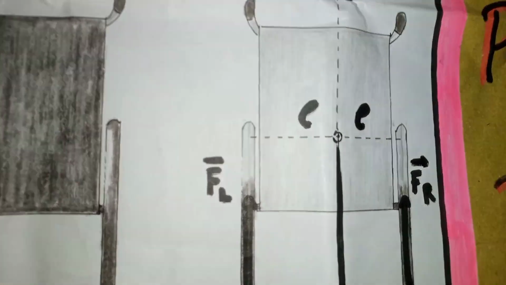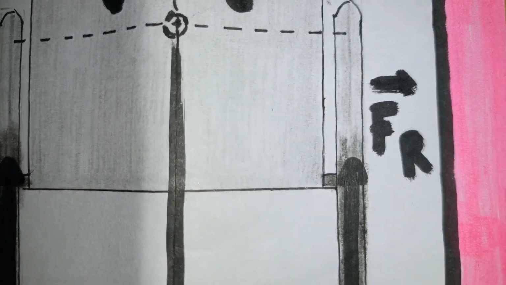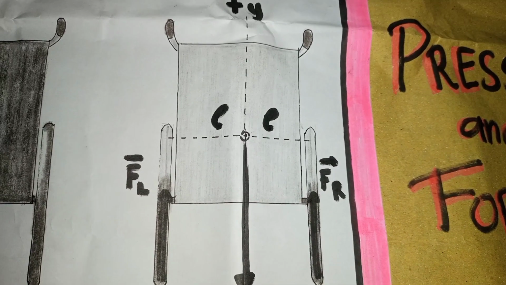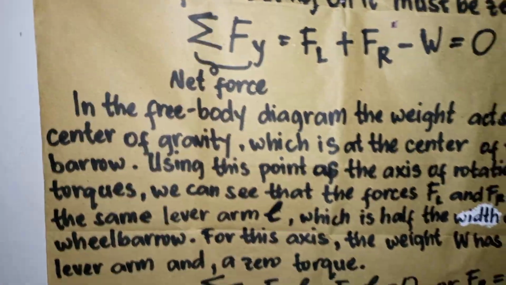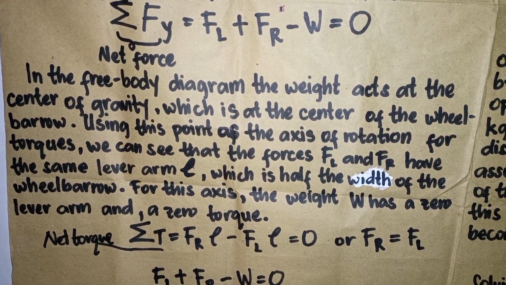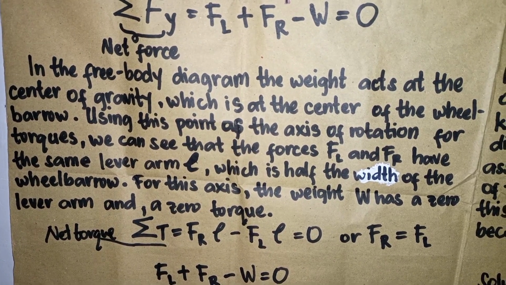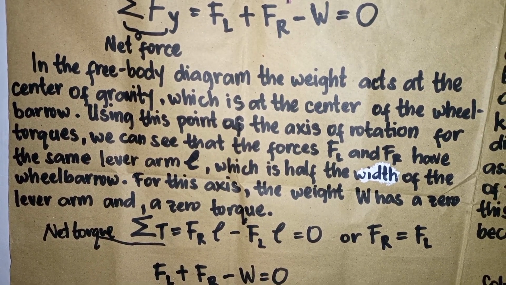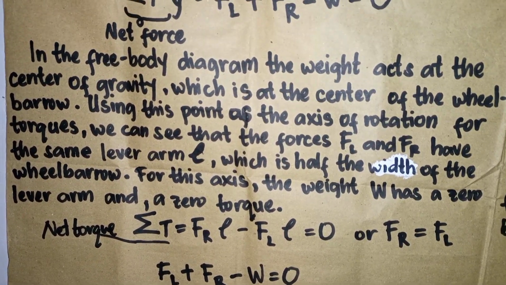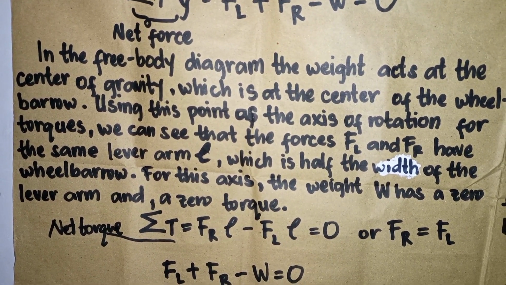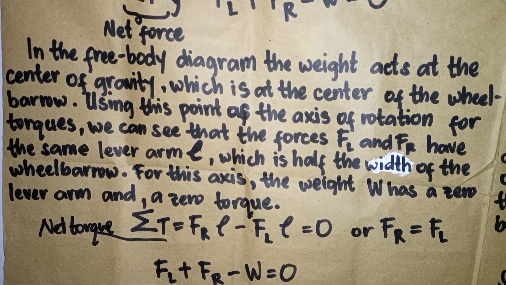So the solution: since the wheelbarrow is at rest, it is in equilibrium and the net force acting on it must be 0, because the wheelbarrow is at rest. In the free body diagram, the weight acts at the center of gravity, which is at the center of the wheelbarrow. Using this point as the axis of rotation for torques, we can see that the forces F left and F right have the same lever arm, which is half the width of the wheelbarrow. For this axis, the weight W has a 0 lever arm and a 0 torque.